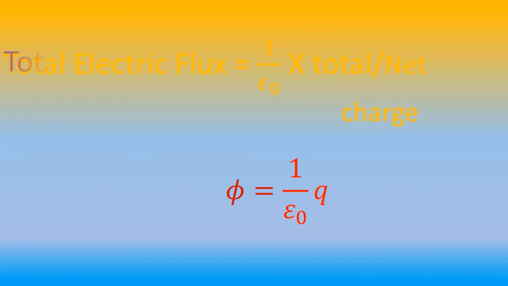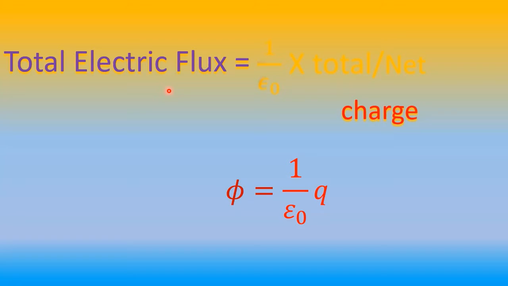Let us write the Gauss's theorem in the form of an equation. That is, total electric flux through the closed surface is equal to 1 by epsilon 0 times total or net charge. Total electric flux can be represented by phi. Phi is equal to 1 by epsilon 0 into Q. Q is the total charge enclosed by the surface.